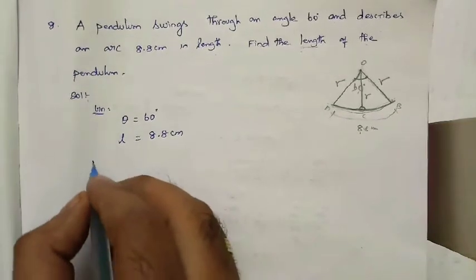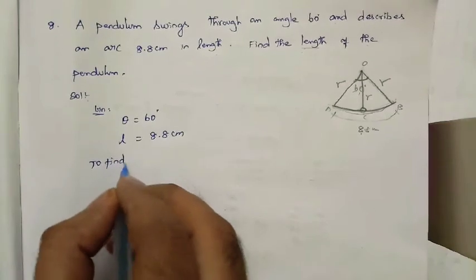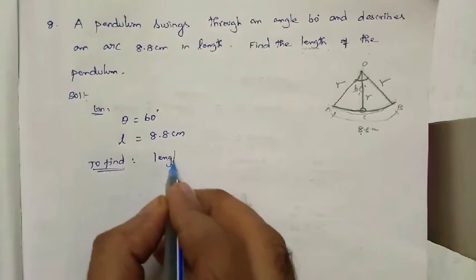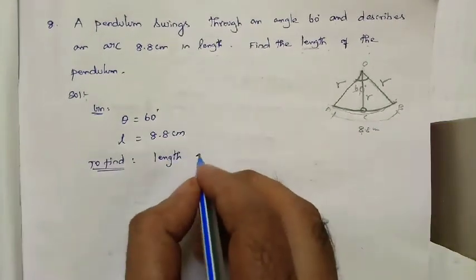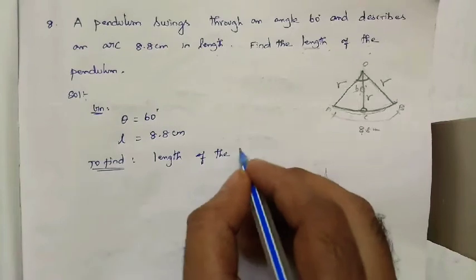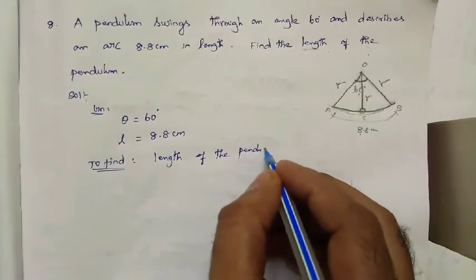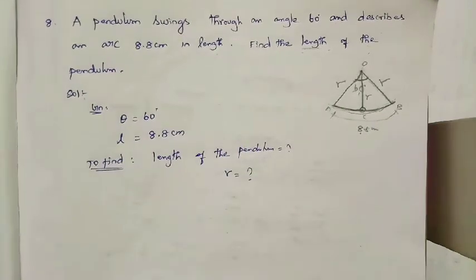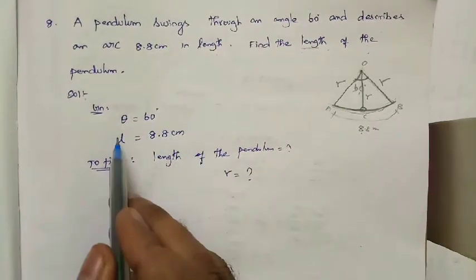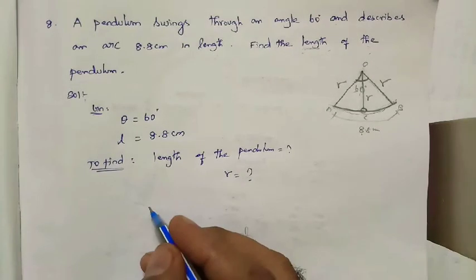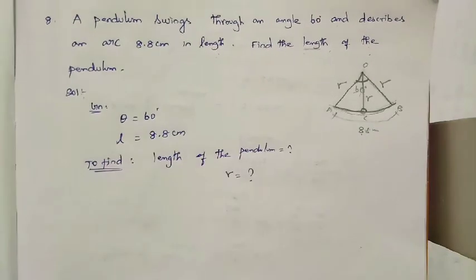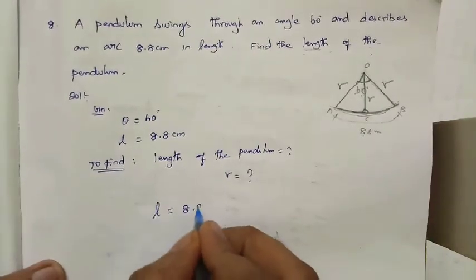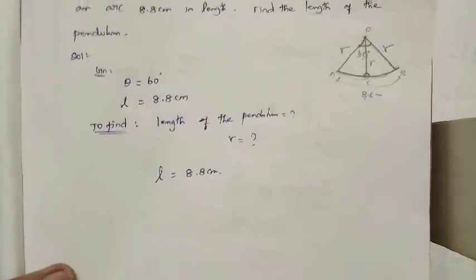Now, what do we want to find? The length of the pendulum. What is meant by the length of the pendulum? It is nothing but the radius of the sector. So how are we going to find it? By using the length of an arc formula with this value and equating, we are going to find the radius. So L is equal to 8.8 centimeters.